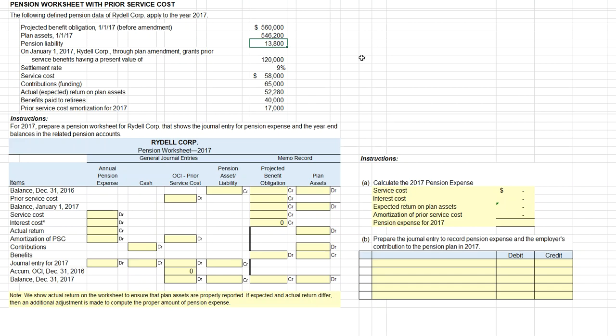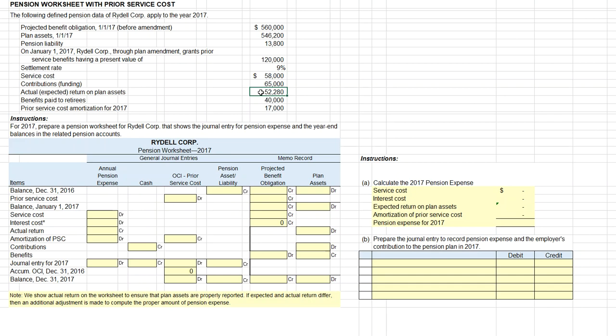On January 1, 2017, Rydell, through an amendment to its pension plan, grants prior service benefits to its current employees having a present value of $120,000. Our pension benefit obligation settlement rate is 9%. During the current period, we have service costs of $58,000. We make contributions of $65,000.